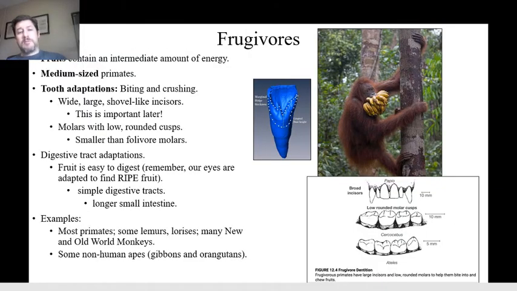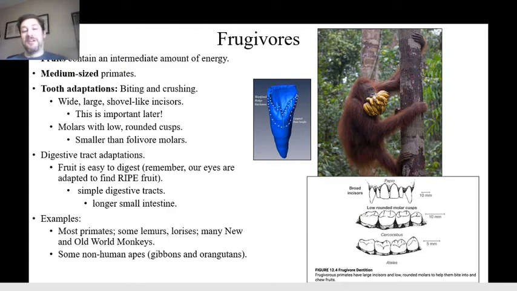Okay, then we move on to something a little more familiar, and that's frugivory, eating fruit. Fruits contain an intermediate amount of energy, so think about a banana. A banana is a good snack. If you eat one banana, you're probably going to be hungry in a few hours, but you could eat bananas all day, and that would probably keep you going, but it's not what you would personally prefer. However, there are primates that are adapted to subsist on that kind of food. Because fruits contain an intermediate amount of energy, we see them being mostly consumed by medium-sized primates.